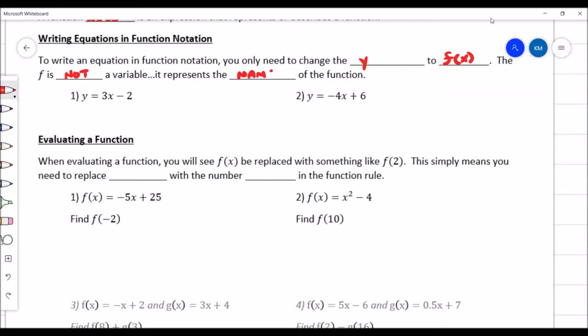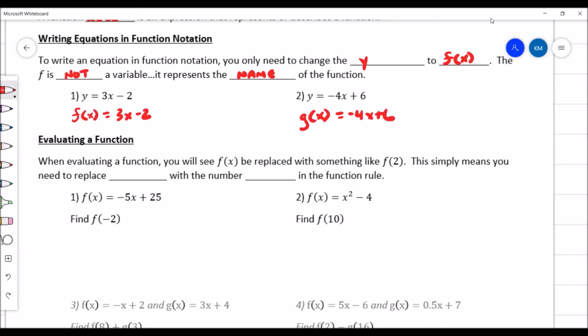And that way, when we have multiple functions that we're looking at the same time, we just say, look at f, look at g, look at h, okay? Instead of saying, look at y equals 3x minus 2, look at y equals negative 4x plus 6. Okay, it just makes it a little bit easier, especially when you're looking at 3 or 4 different functions simultaneously. So to make this function notation, we would just call this f of x equals 3x minus 2. I might say this is g of x equals negative 4x plus 6.